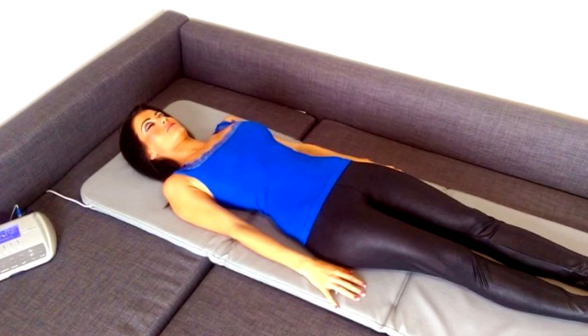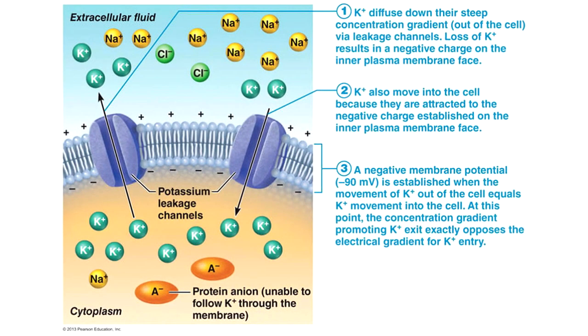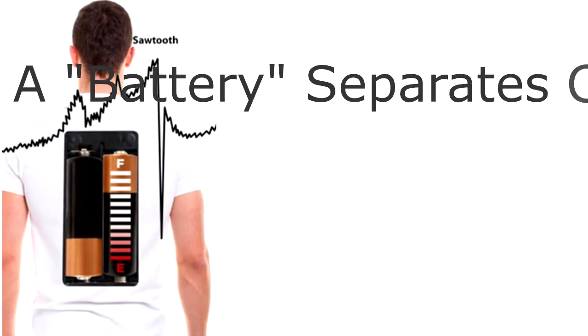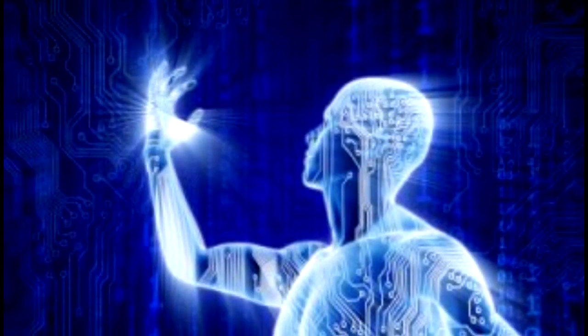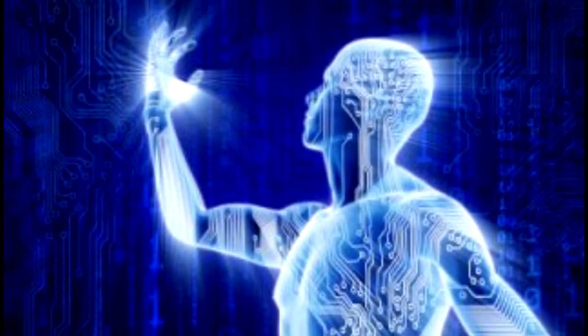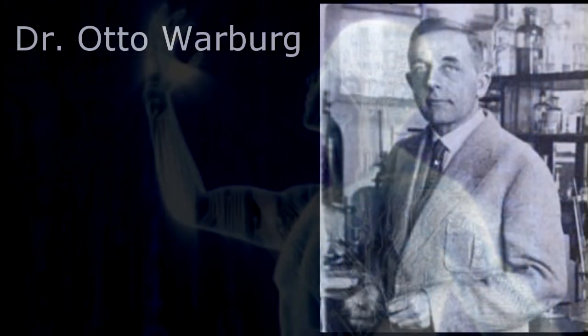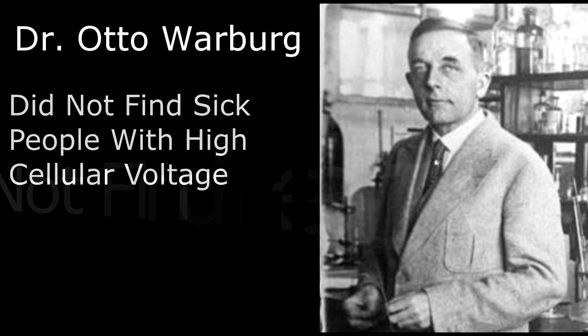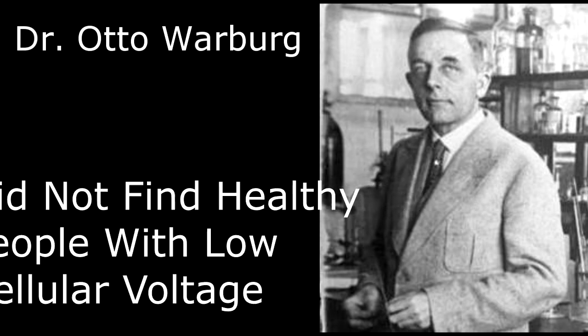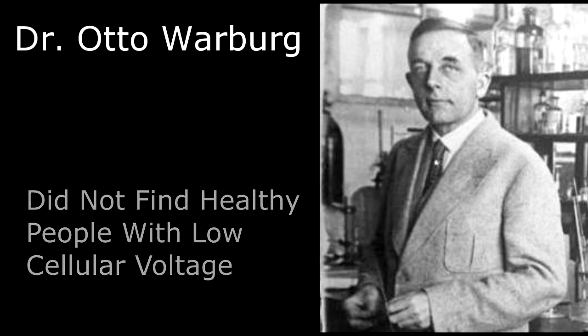What's happening is the magnetic fields are sweeping back and forth, and the sodium-potassium pump, you get a net positive charge on the outside of the cell. So this charge separation is by very definition what a battery does, it separates charge, which is potential energy, and this is one of the fundamental reasons that we're healthy or we're sick. In fact, Dr. Otto Warburg did not find any sick people with a high voltage, and he didn't find any healthy people with low cellular voltage. So there's a direct correlation.